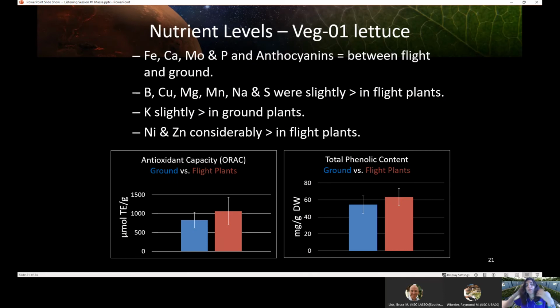When we get samples back from space, we do chemical analysis. We look at elemental concentrations. We look at things like antioxidants and phenolics, and we see, do these vary between flight and ground? In general, there are not that many differences, some slight differences. And we're trying to pin down where those differences might be coming in.